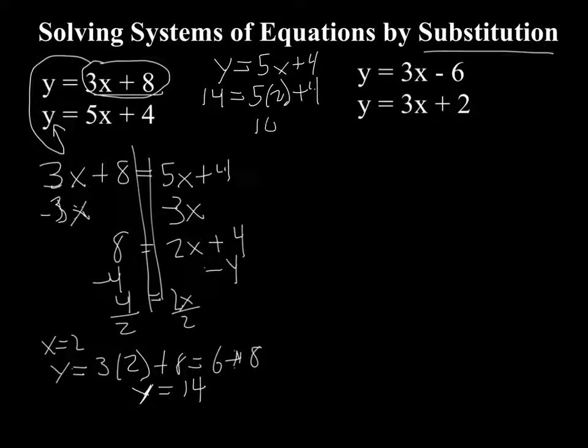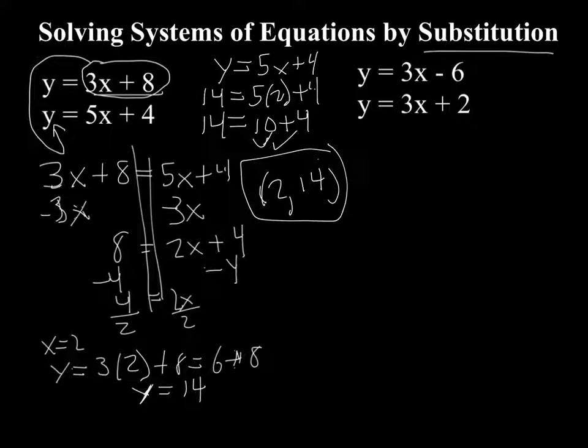Well, 5 times 2 is 10, plus 4 does indeed give me the 14, so this does double check. And that's where we write the answer, step 5 there. The answer is going to be 2, 14, and we should always box or circle our final answers.